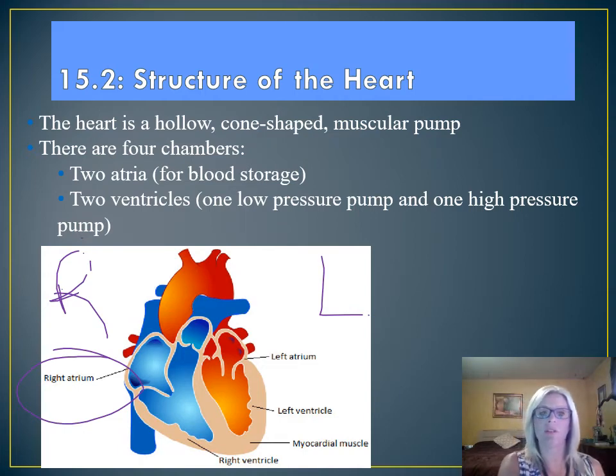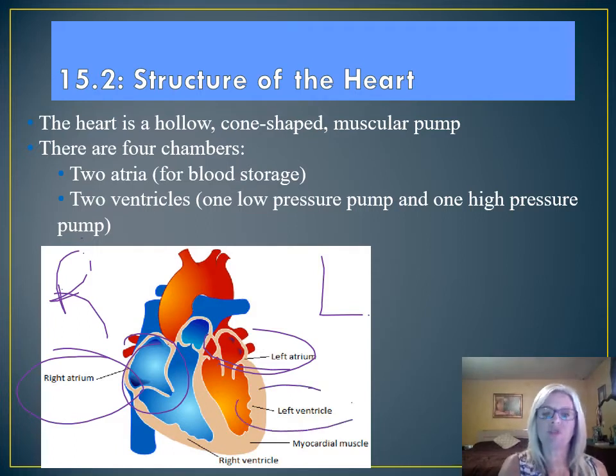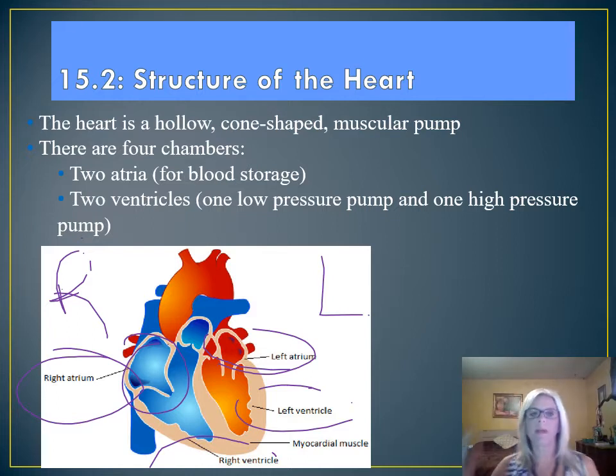Okay, so there is the right atrium here and the left atrium here, and then we also have ventricles, and these are larger. So here's the left ventricle and the right ventricle. And so the atria store blood, and the ventricles are a low pressure pump and a high pressure pump. So they really are what helps to push the blood out through the body and get it to where it needs to go.